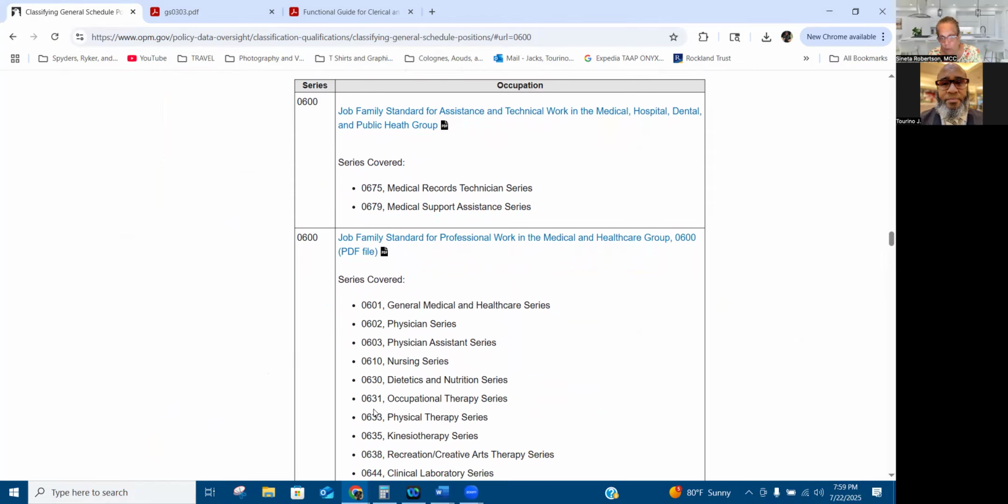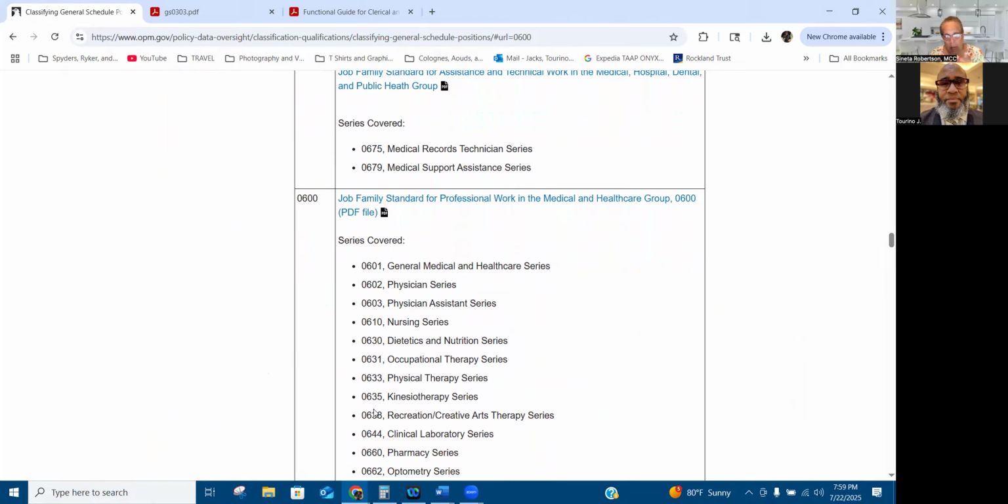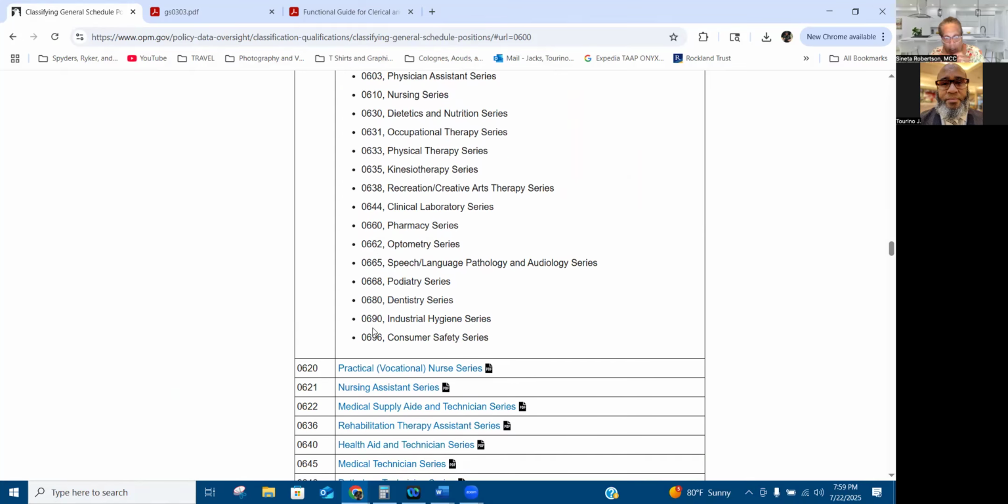And those are professionals. So you see the word professional? Job family standard for professional. You don't want to look at professional. You want to make sure it says assistance or clerical.